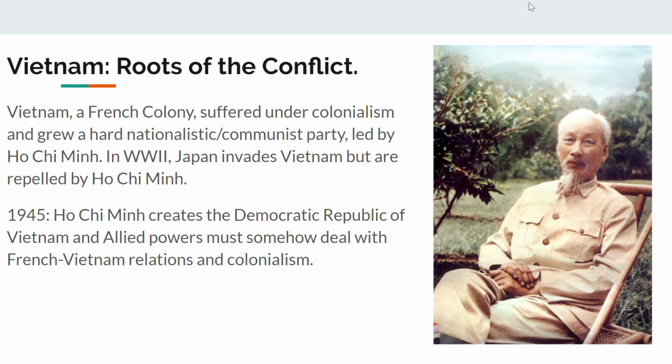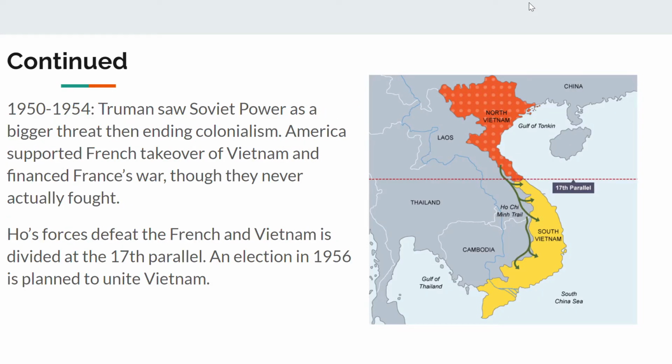And now that the war has ended, the Allied powers must somehow deal with French-Vietnam relations and colonialism. And so Ho Chi Minh had made this communist party. The Americans, at the time, under FDR, actually supported anti-colonialism, but after his death, Truman saw that Soviet power and communism was a bigger threat than ending colonialism. And so America supported the French takeover of Vietnam and actually helped finance France's war, though they never actually participated in it.